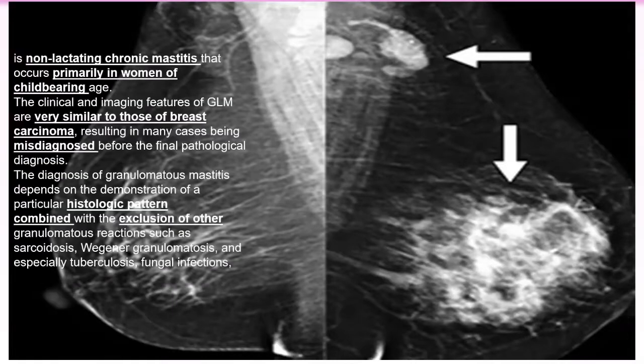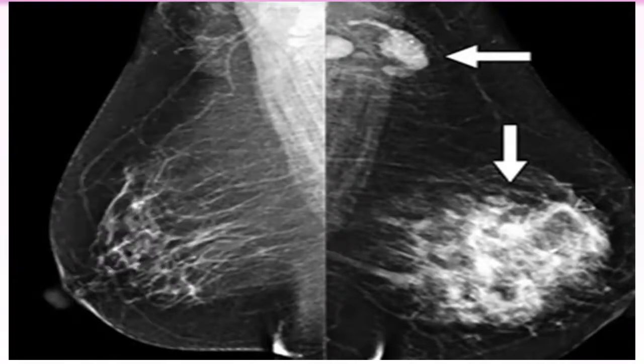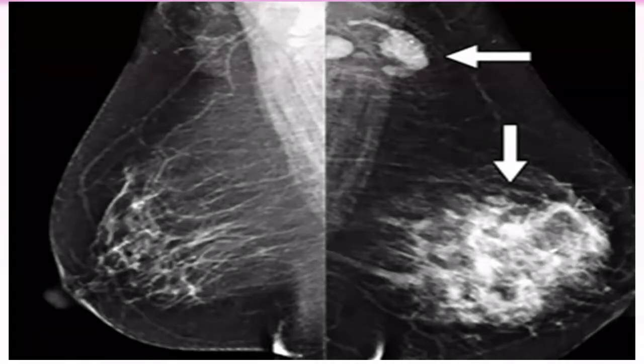But we also have the idiopathic type. All are rare, and the idiopathic is extremely rare, a very rare disease, and we call it the idiopathic type. It has a name: the idiopathic granulomatous. What is the alternative name for idiopathic granulomatous mastitis?